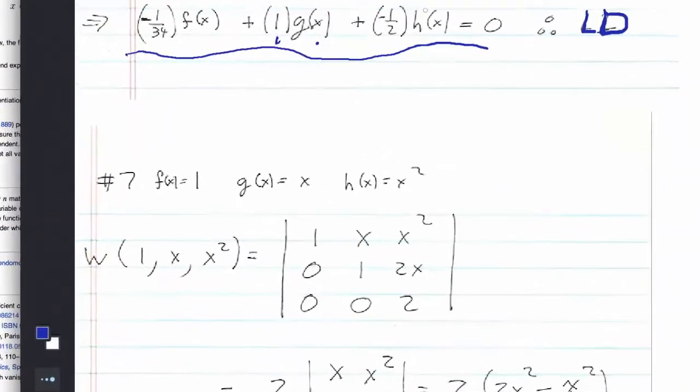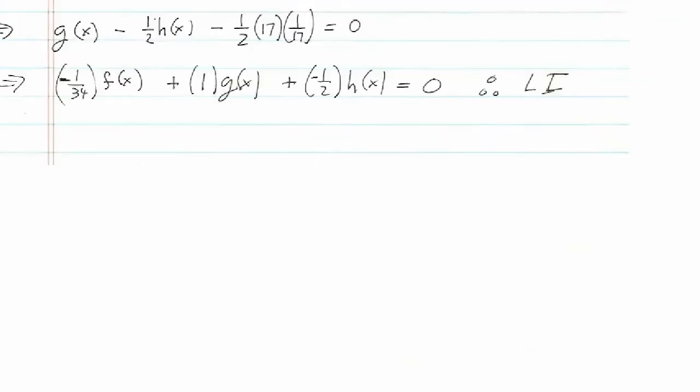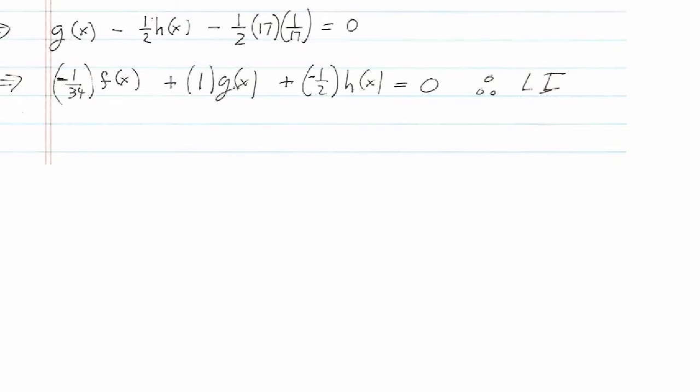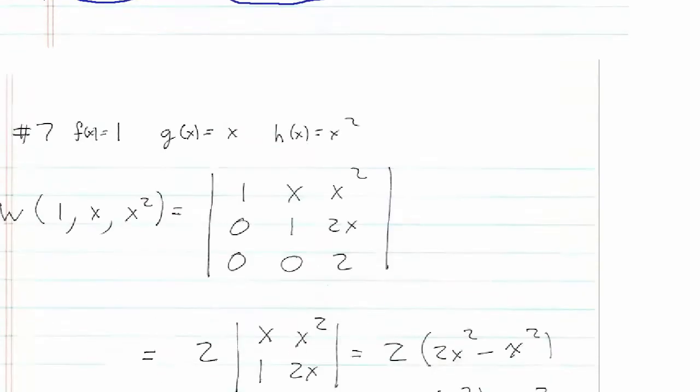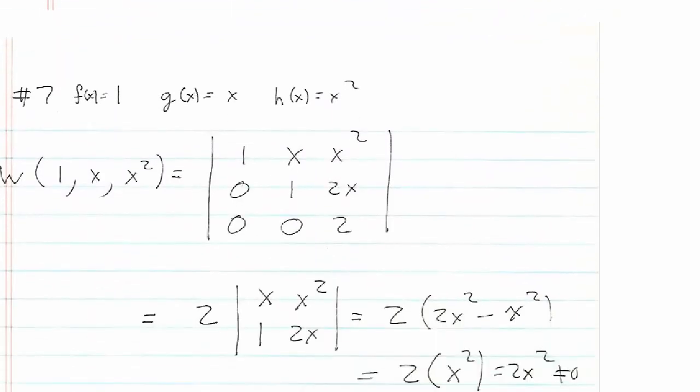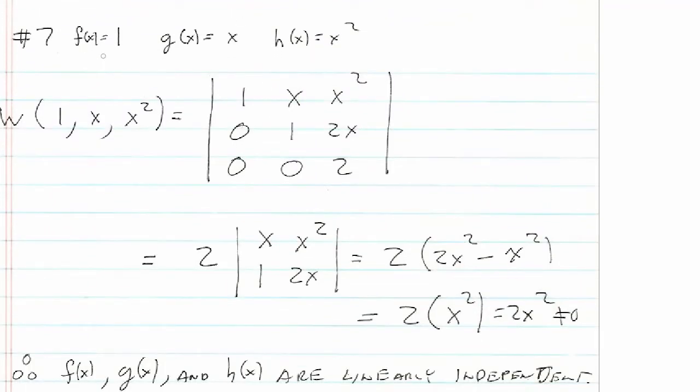So let's do number 7 here from the homework. What we have are these 3 functions: f of x equals 1, g of x equals x, and h of x equals x squared. We'd like to determine whether these 3 functions are linearly independent or linearly dependent. What we can do is use the Wronskian. So we will form the determinant of the matrix where I put f of x right here, g of x, and then h of x.